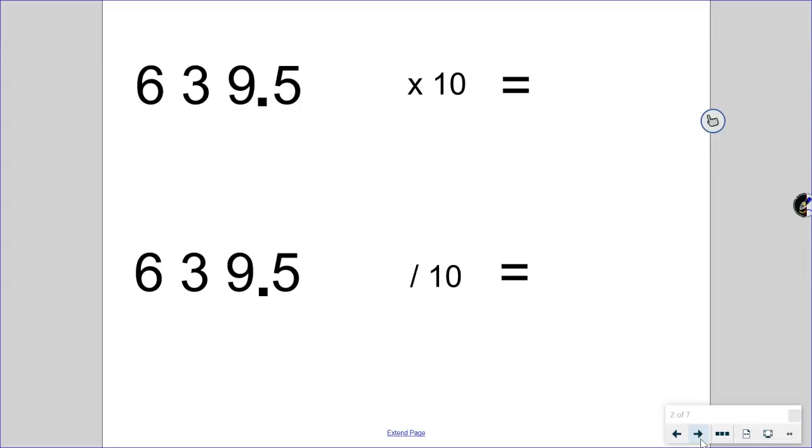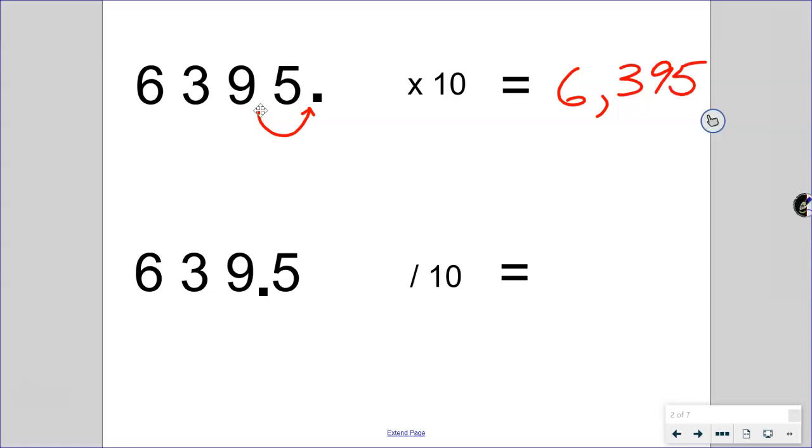And so when we are multiplying by 10, that is going to be one shift and is going to be to the right because our number should be getting larger when we're multiplying by 10. So we're going to go ahead and we're going to shift that decimal one spot to the right. And when we do that, our number becomes a new total. And now we see that our answer should be 6,395.